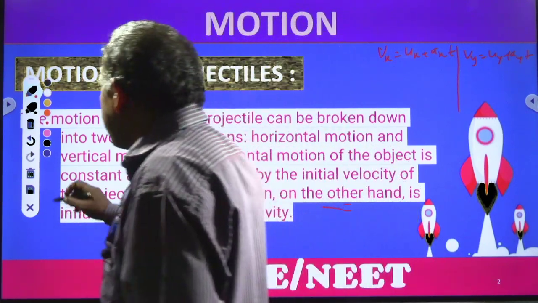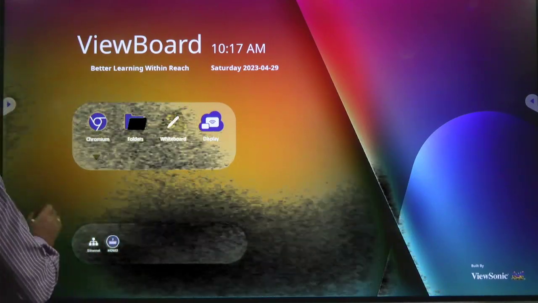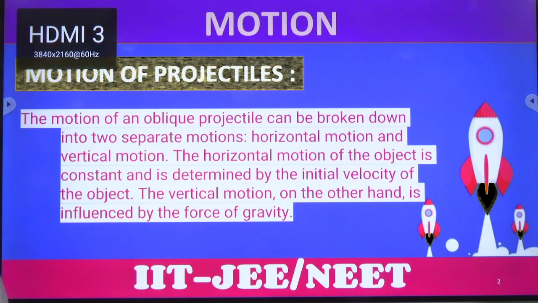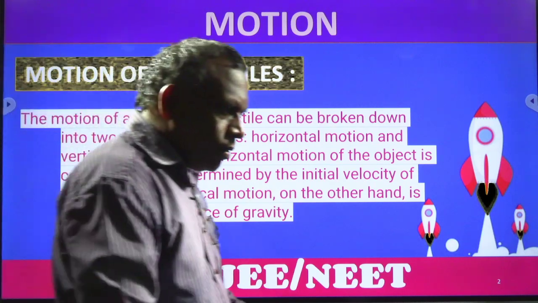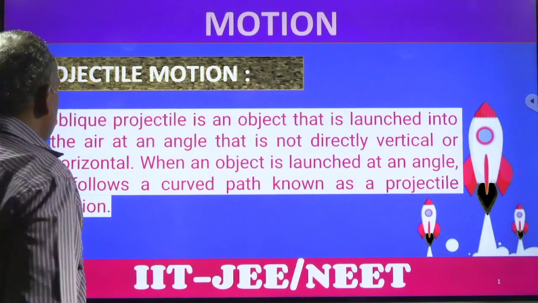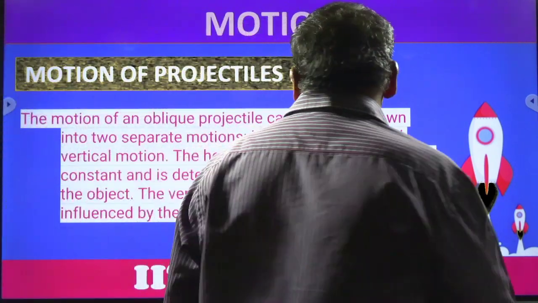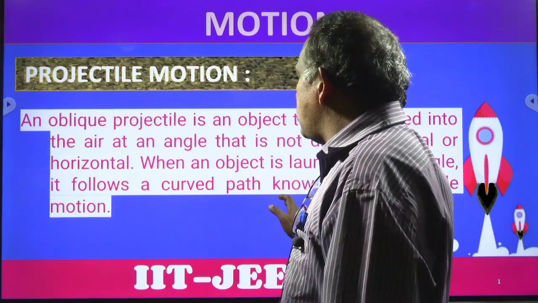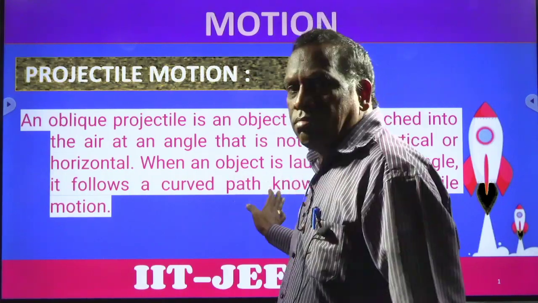Coming to the slide, oblique projectile. The motion of an oblique projectile can be broken into two separate motions. The oblique projectile is having a certain angle.